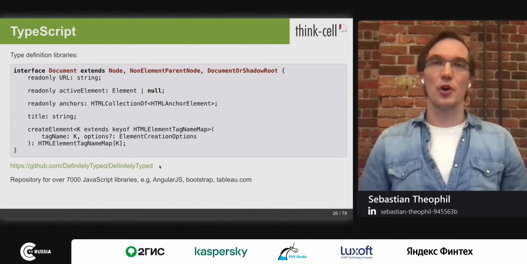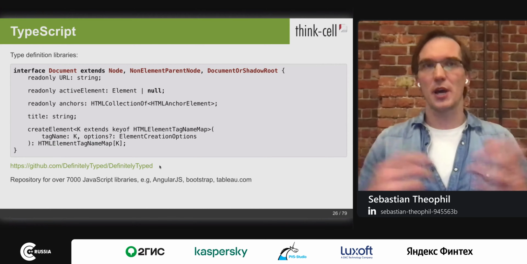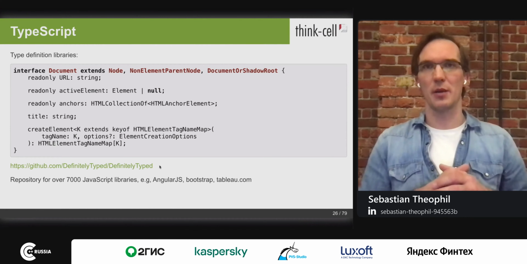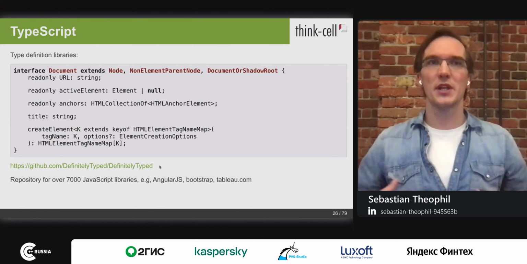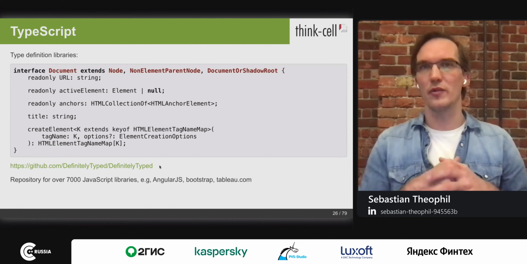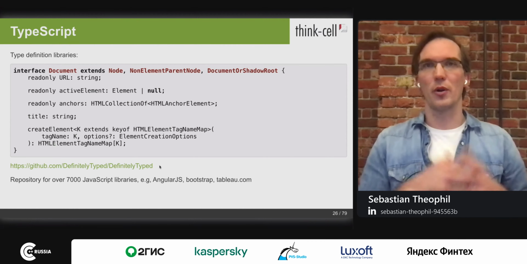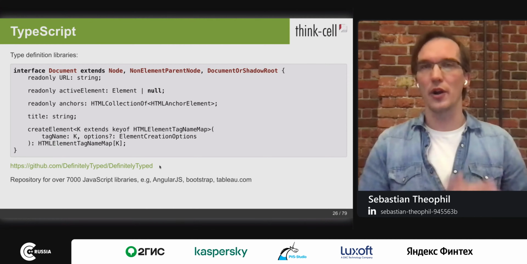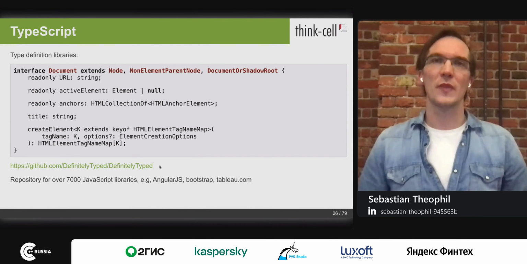And TypeScript not only comes with such type definition libraries for the built-in JavaScript APIs, but there's an online repository where users can submit interface definitions for all kinds of JavaScript libraries. And the last time I counted, there were over 7,000 of them for very popular JavaScript libraries like AngularJS, Bootstrap, or in our case, Tableau.com.